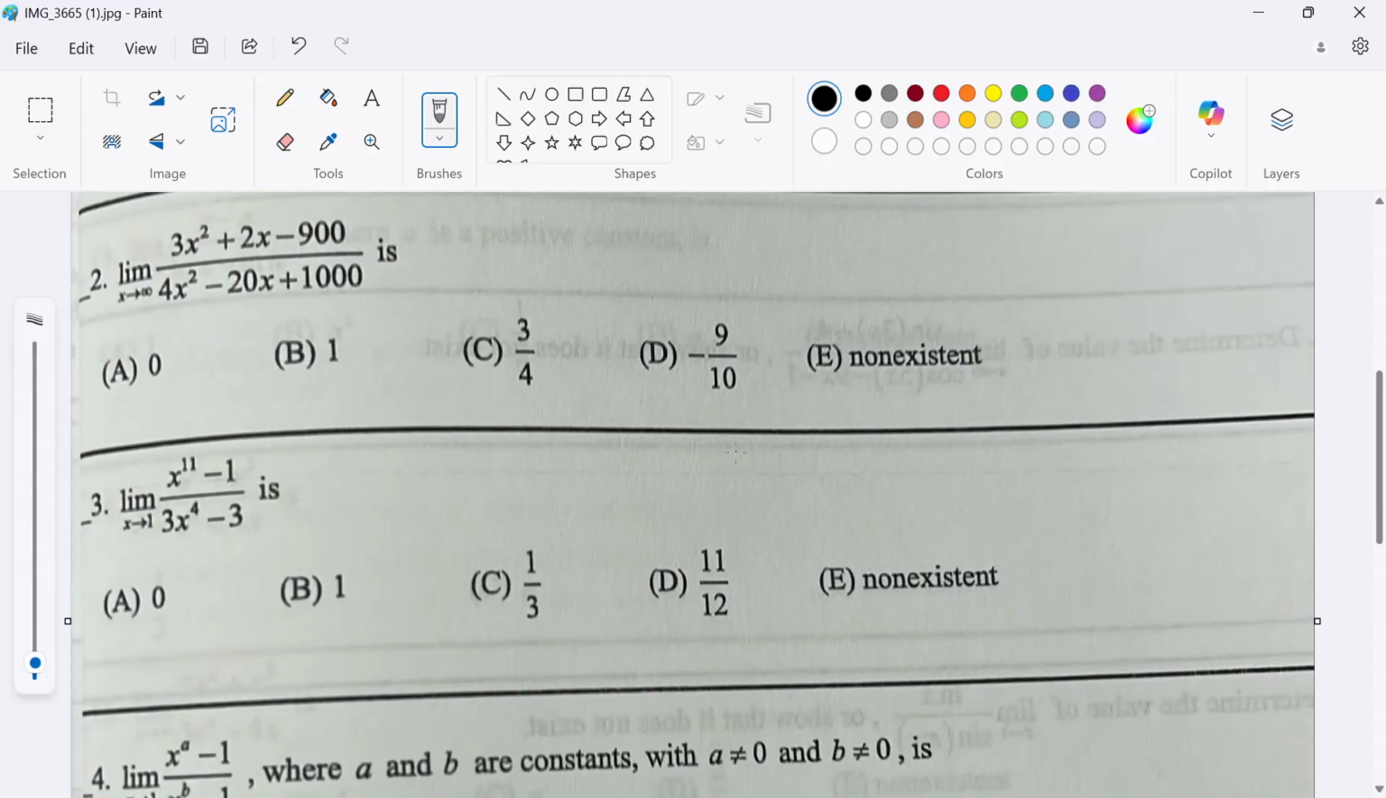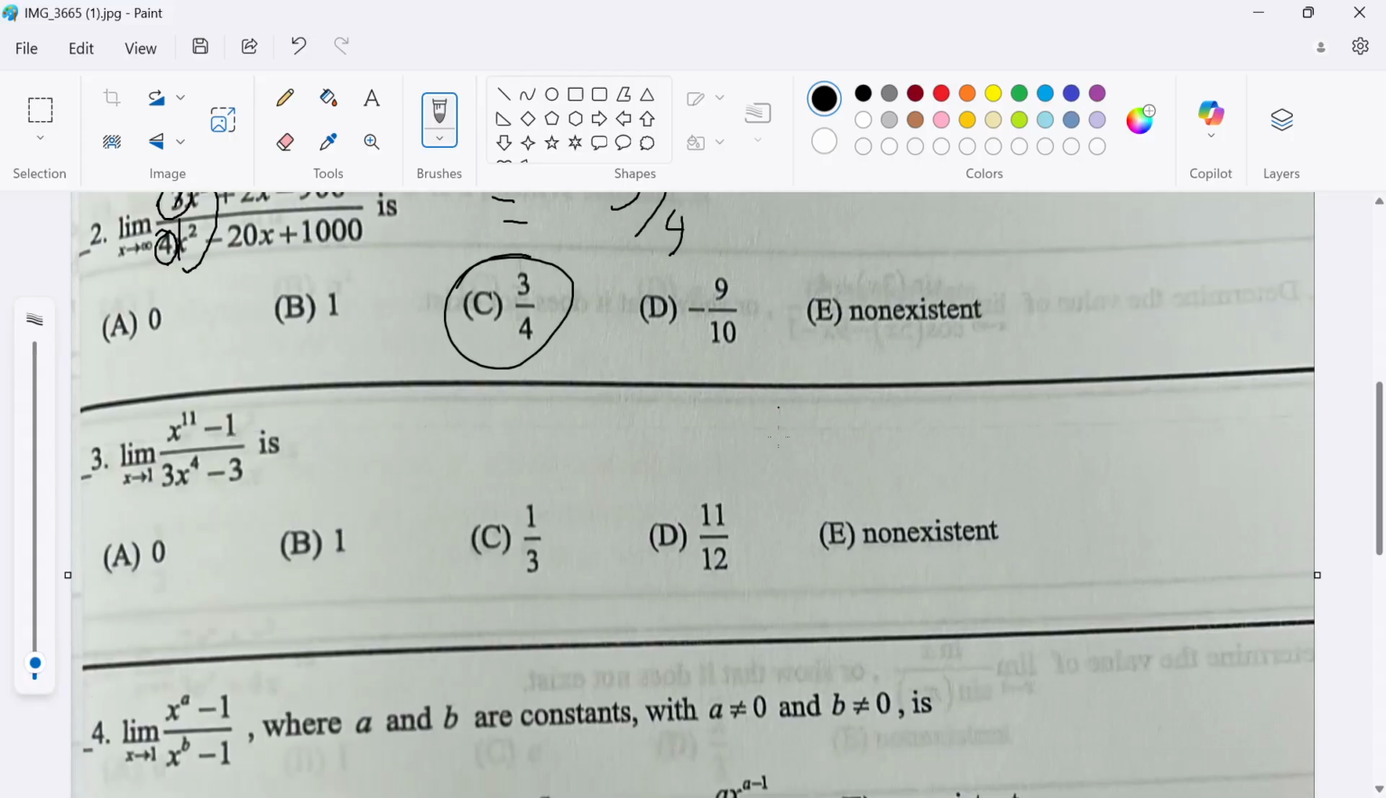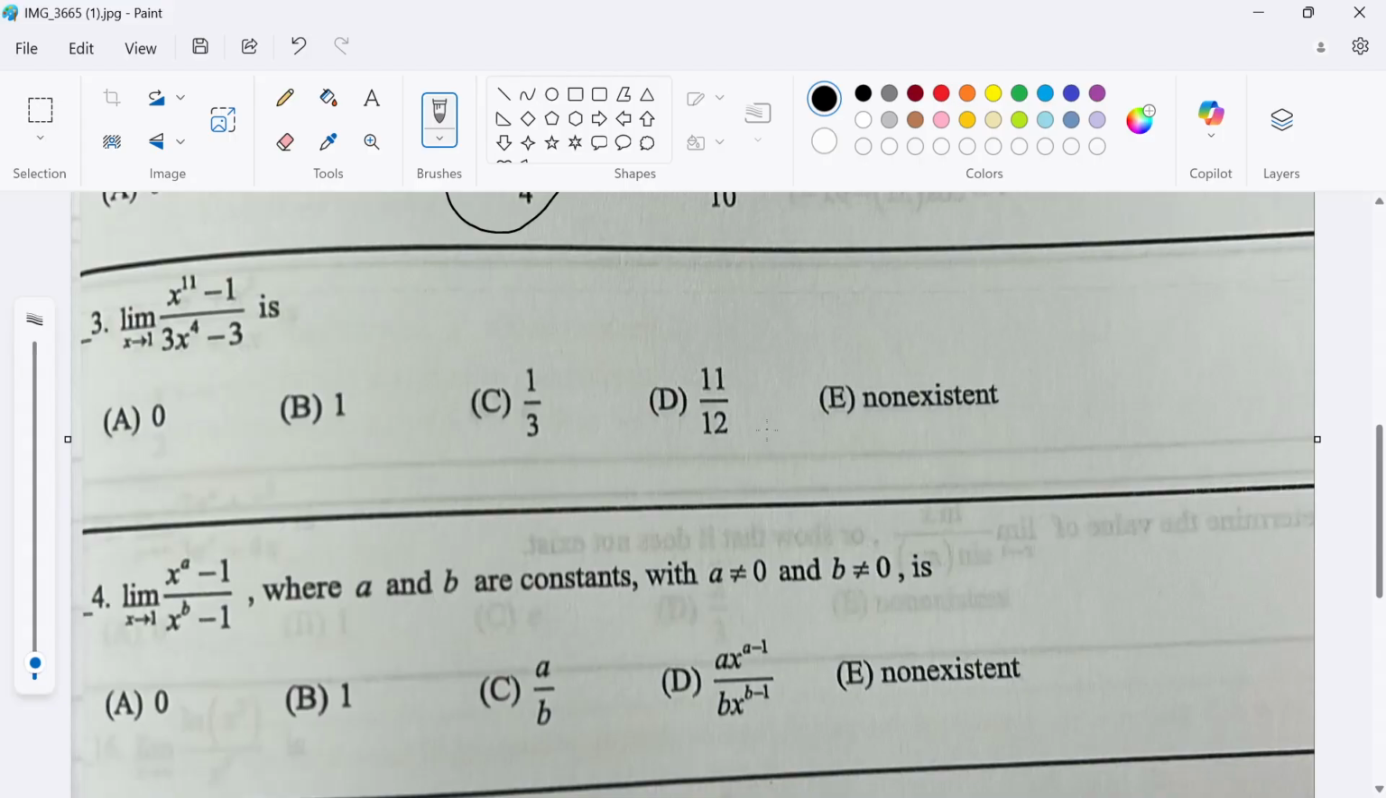This is a limit as x goes to infinity of this function. Well, for practical purposes, if the degree of the top and the degree of the bottom are the same, in this case the highest power is squared, then just take the numbers in front of them, 3 over 4. So the answer to this one is 3 over 4. So that's C.